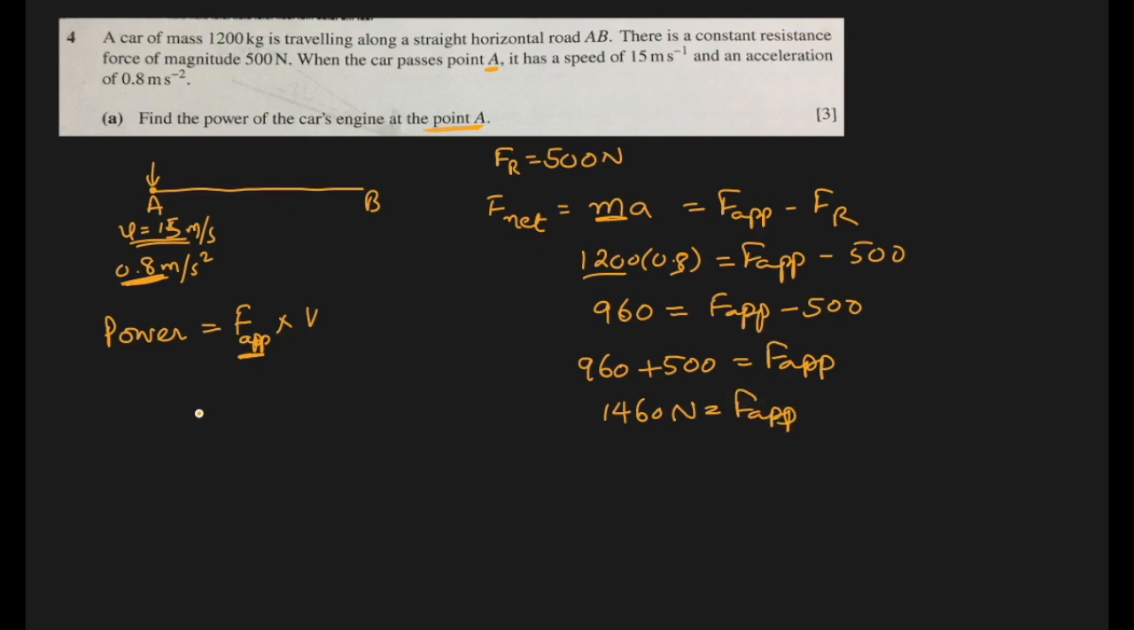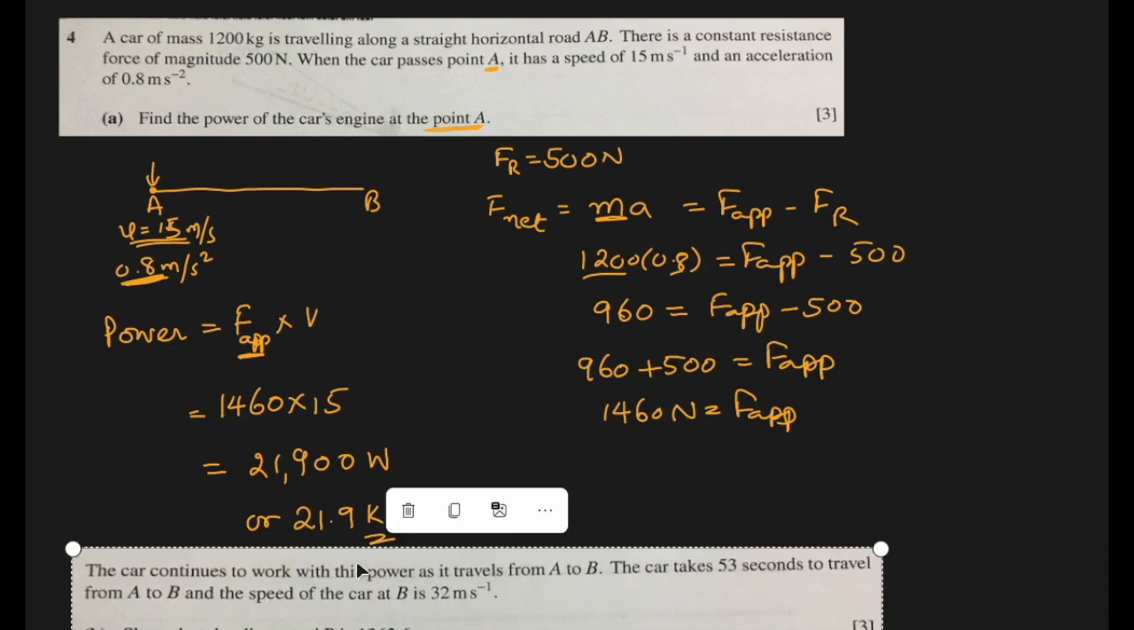And this is what we will use here. So it becomes 1460 multiplied by velocity, which is 15. And if I multiply, it becomes 21,900 watts, or you can write 21.9 kilowatts. Okay, what about B part?